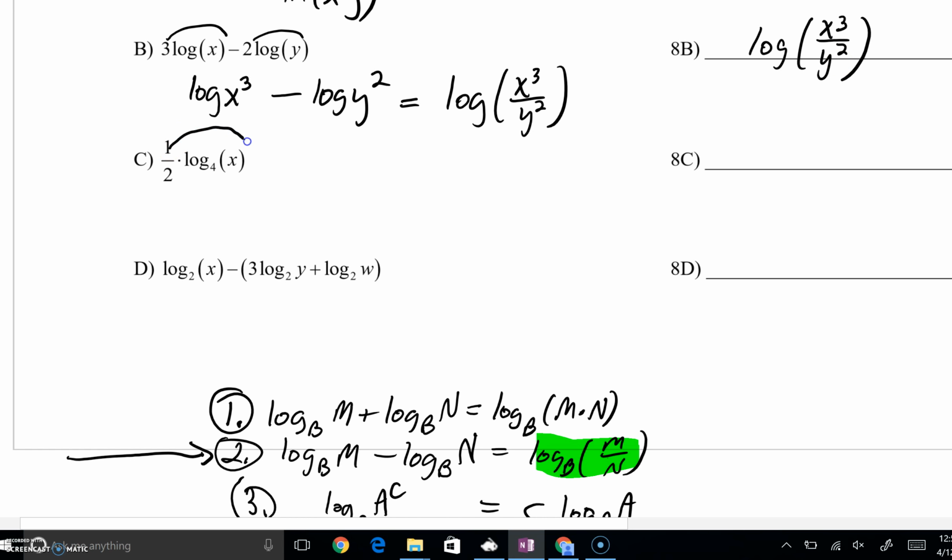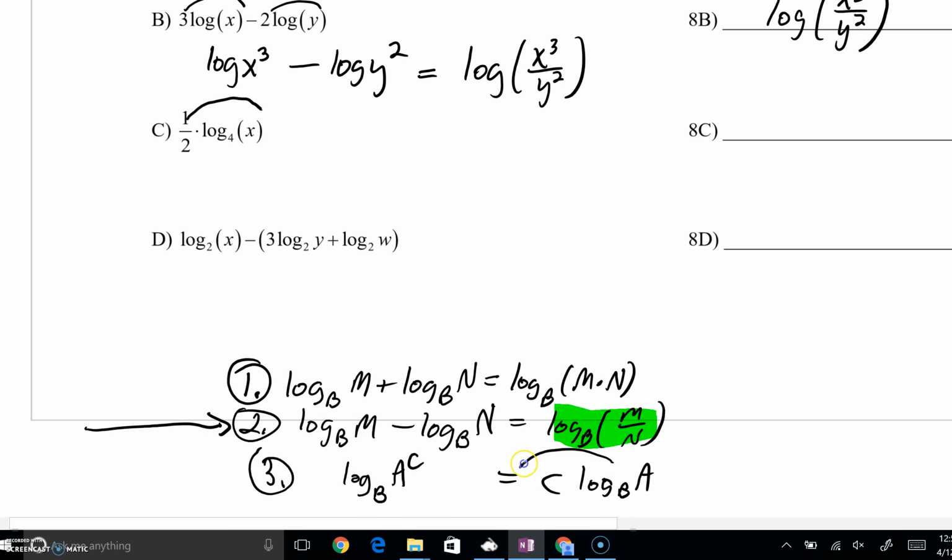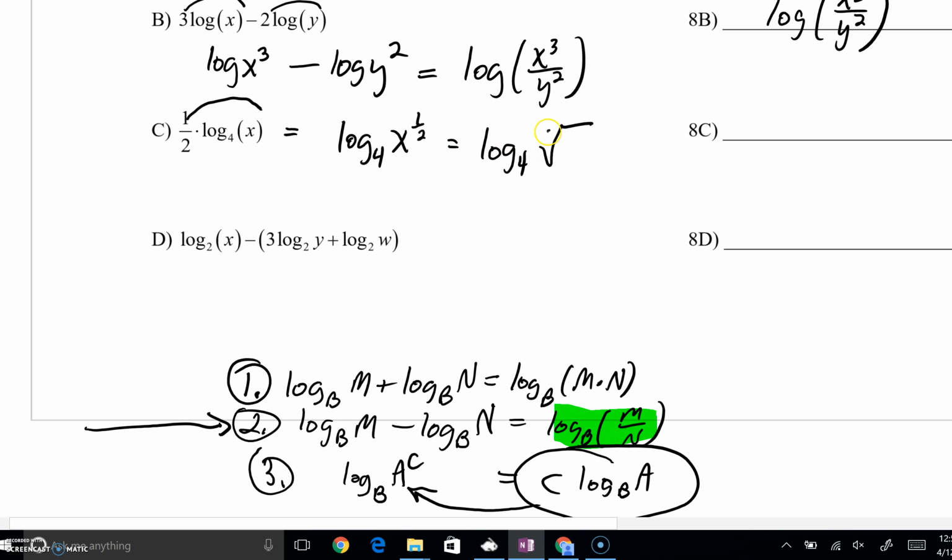Look at C. You can take the 1/2 and raise it up. That's really starting right over here at property 3 at the very bottom of the screen. You've got a number out in front, bump it up on top as a power. This becomes log base 4 of x to the 1/2, but a 1/2 power is really a second root. This is a square root. You've got the log base 4 of the square root of x. You don't even have to write the index in there.